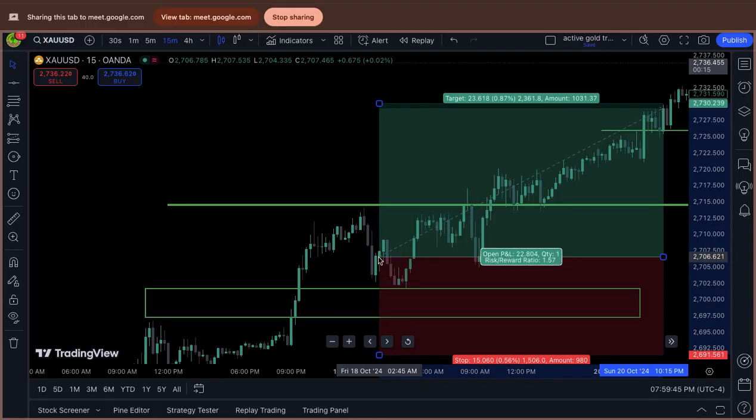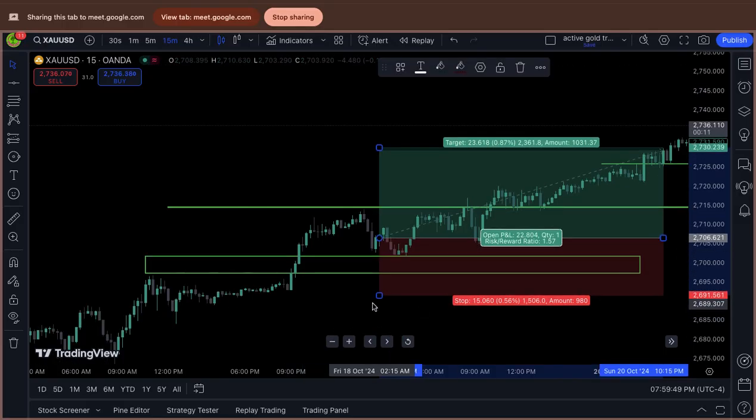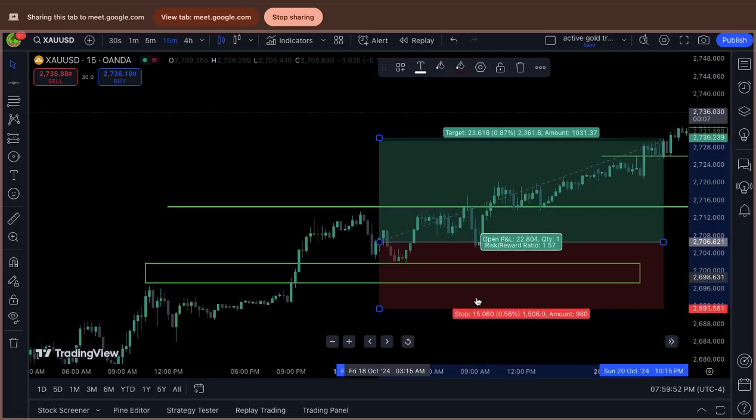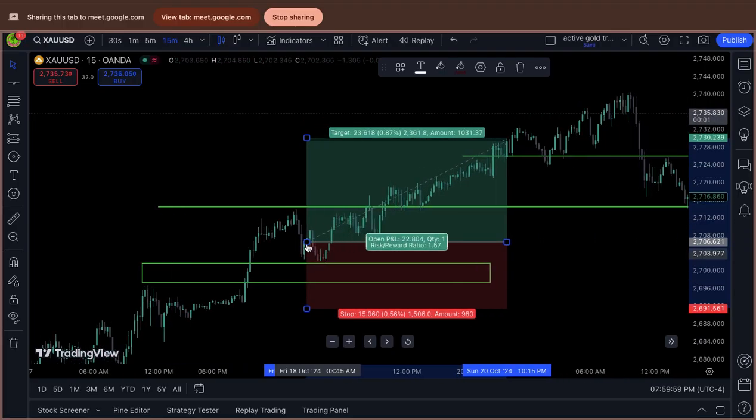You follow? Even if you enter the trade up here, a bad entry, you still win the trade. You might get a little drawdown, but it's fine. So you understand what we're on now.